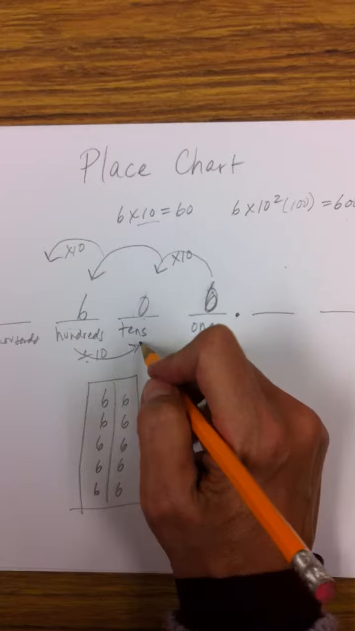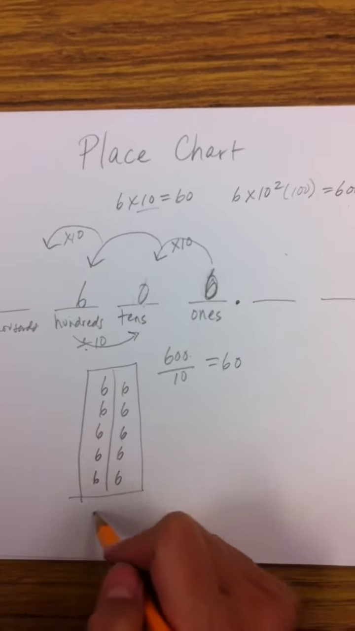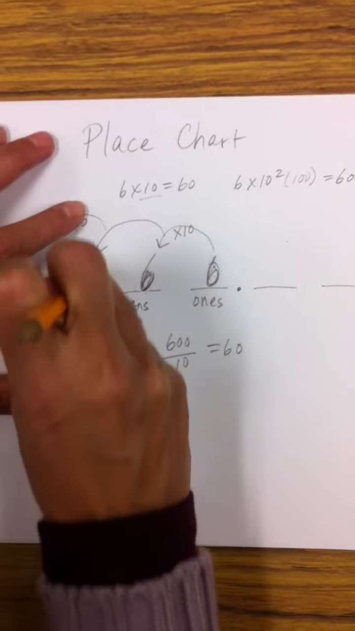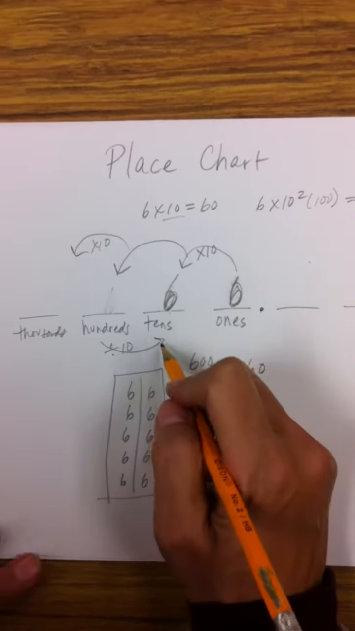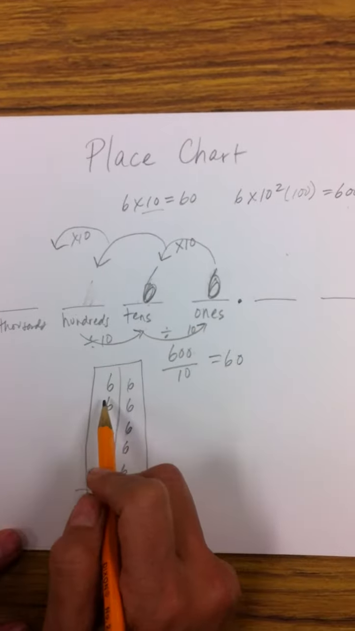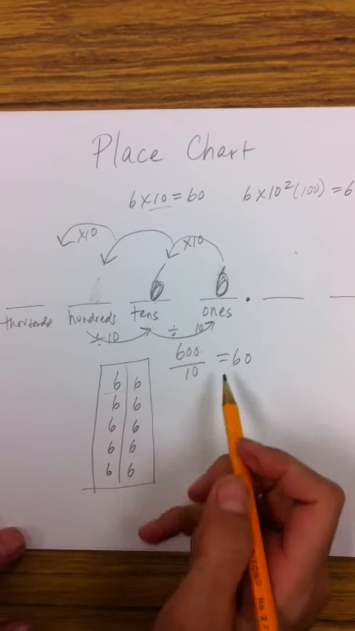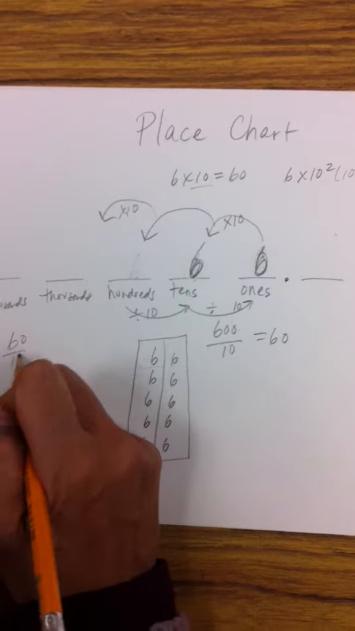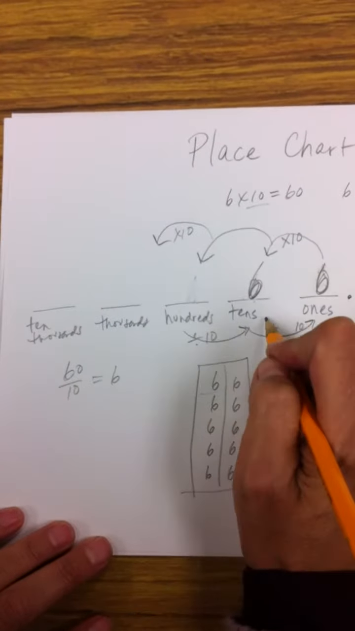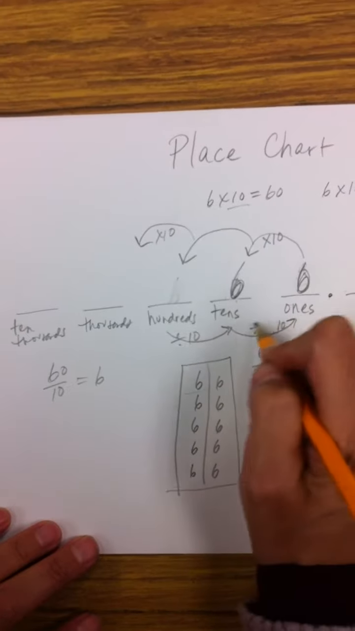If I take 60, which is this, remember this, and I divide it by 10, so here's 60. Let me erase that so we don't get confused. And I take 60 and divide it by 10, I'm going to get 6. The other way to say 60 divided by 10 equals 6 is to say 1/10 of 60.